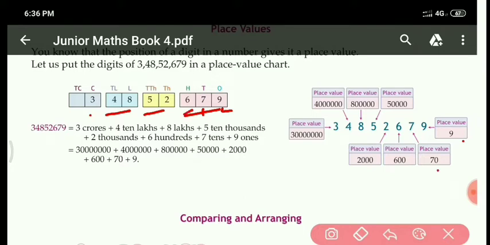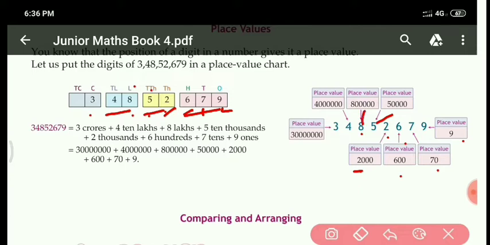And 6 is given at hundreds place. So place value of 6 will be 600. Okay, then next, 2 is given at thousands place. So it is equal to place value 2000, 2 multiplied by 1000. And next 5 is given at ten thousands place. So 5 into 10,000, place value of 5 will be 50,000. Next 8 is given, at which place? Lakh. So place value of 8 will be 8 lakh.